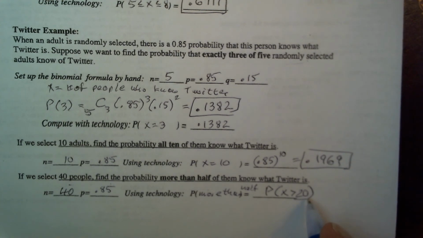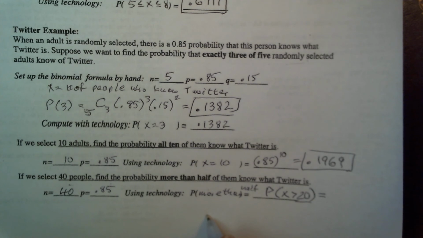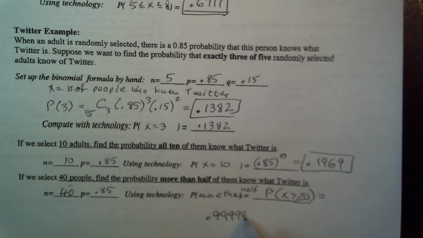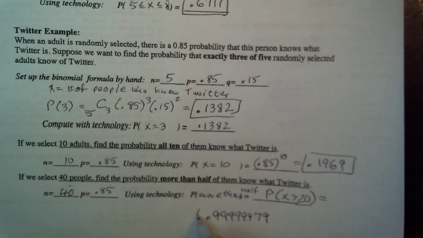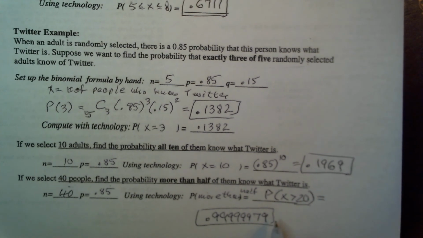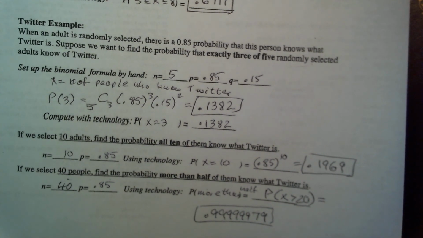And again, use technology for that. And when you do that, you find that probability is 0.9999979. So that's the probability that more than half know Twitter. This is the end of section 5.3.